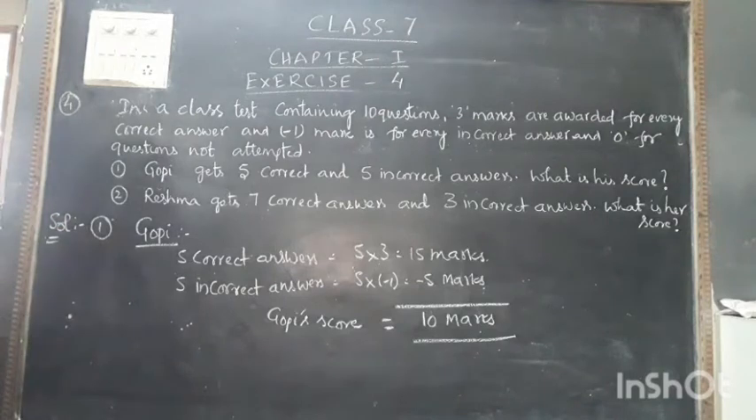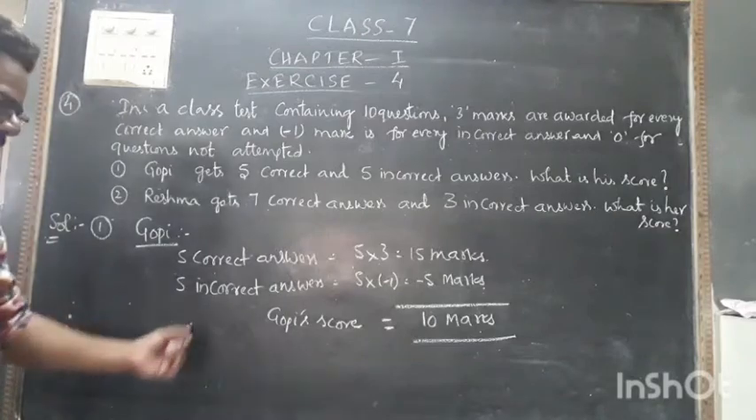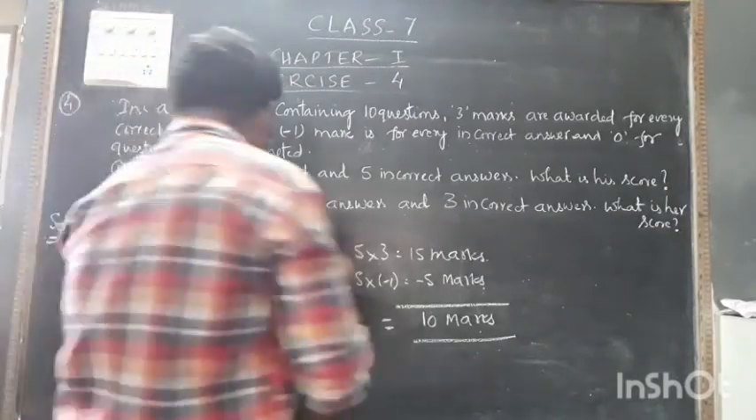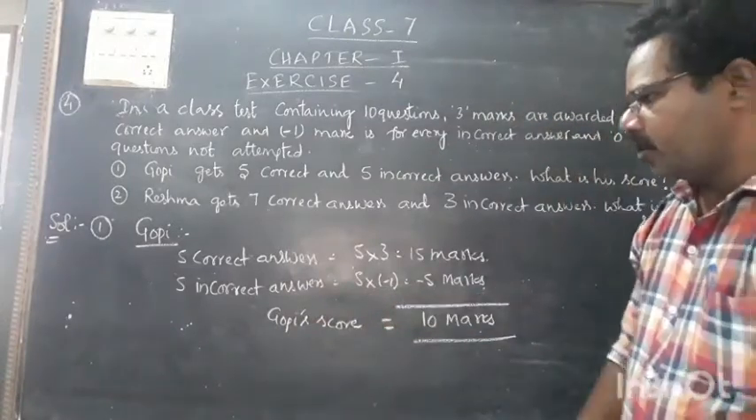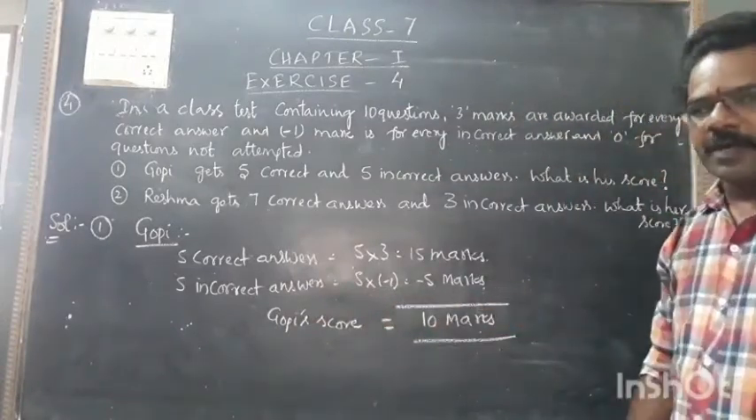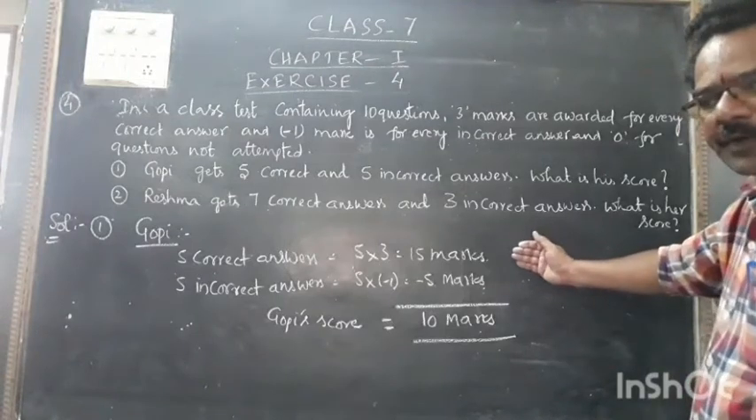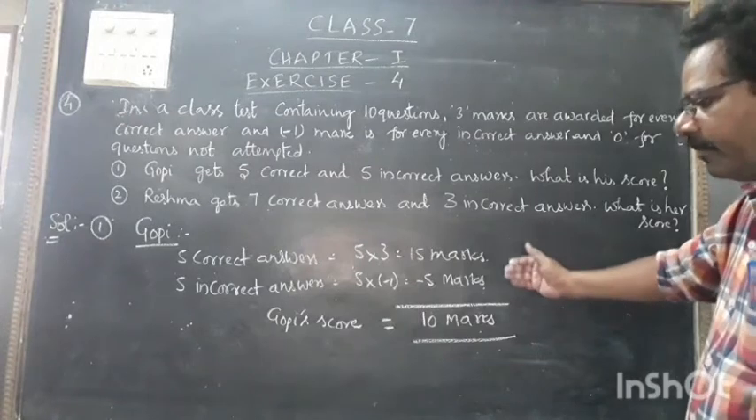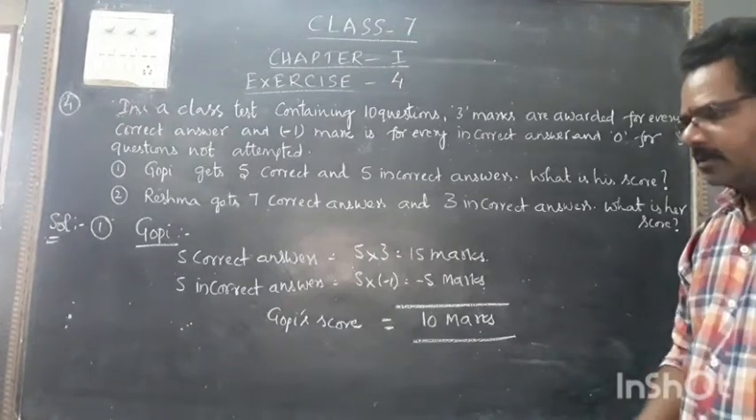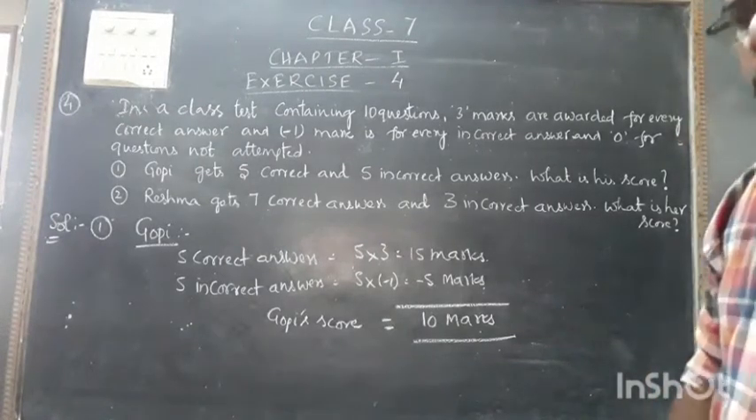First you have to note down this Gopi sum. 5 correct answers he got. 5 into 3 marks is equal to 15 marks. 5 incorrect answers. Each incorrect answer will be deducted minus 1, that means 1 mark. So 5 into minus 1 is equal to minus 5 marks. So totally he got 15 marks, and in that we have deducted 5 marks. 15 minus 5 is equal to 10 marks.